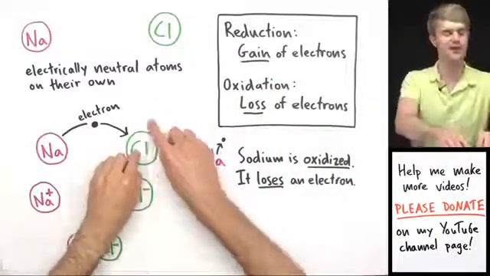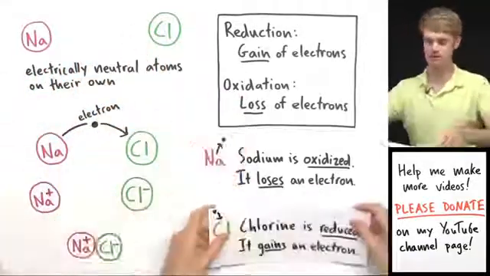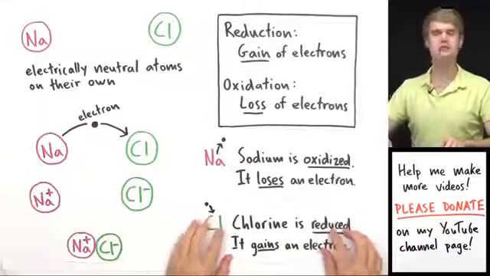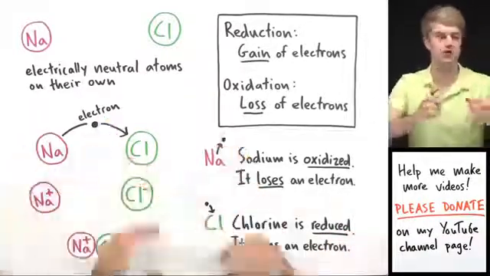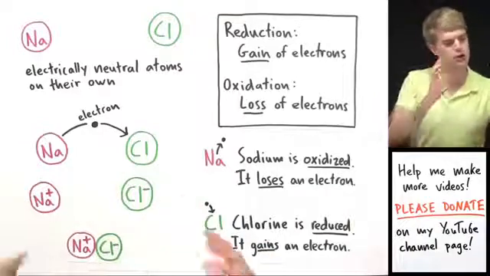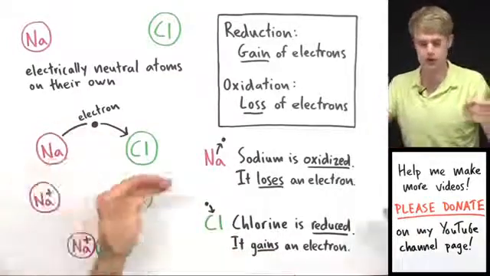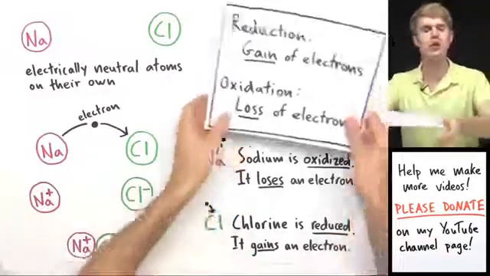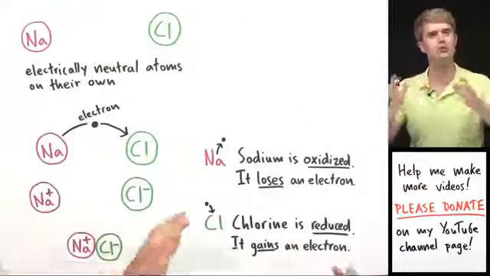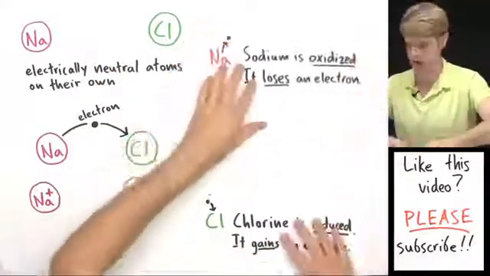Now chlorine, on the other hand, is receiving an electron. It's gaining an electron, so chlorine is being reduced. So there's oxidation and reduction going on here. We can sort of show this oxidation and reduction with this picture that I drew, or we can describe it in words. The next thing that I want to do is show you how we can write chemical equations that show oxidation and reduction.